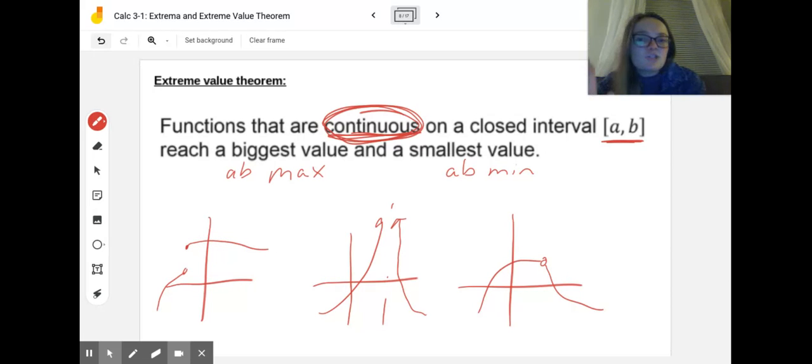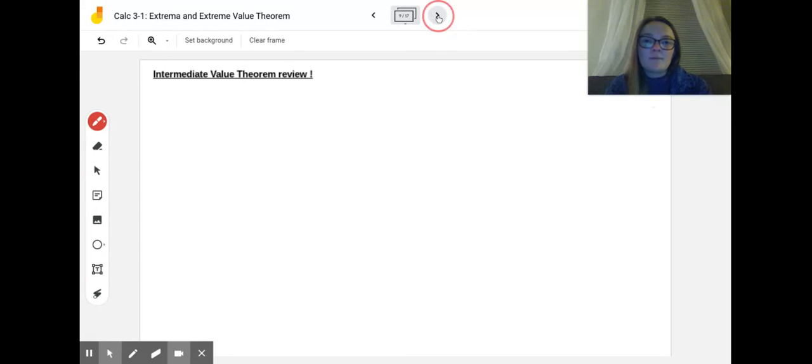So provided the function is continuous on a closed interval, emphasis here on it being closed, I am guaranteed that there is a biggest value and there is a smallest value. In essence, there is going to be an absolute maximum and an absolute minimum. So if the function's continuous and it's on a closed interval, I will have a maximum and minimum.